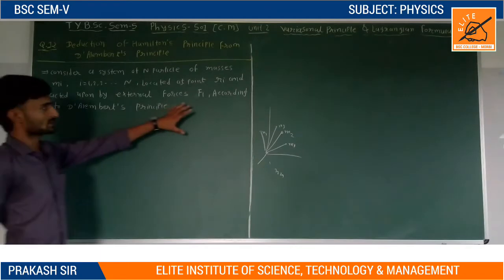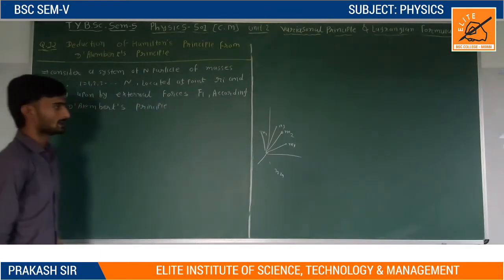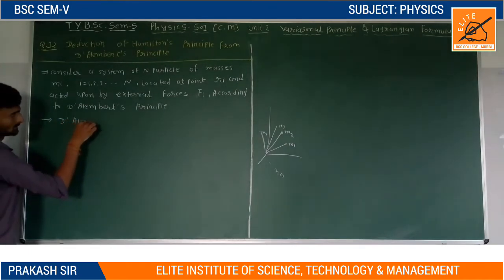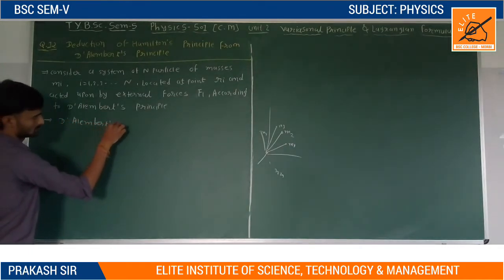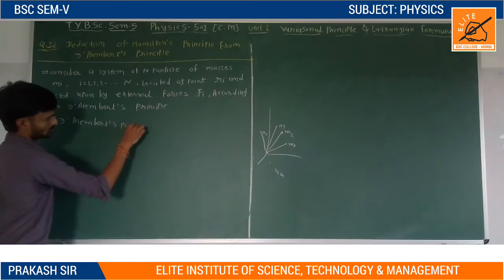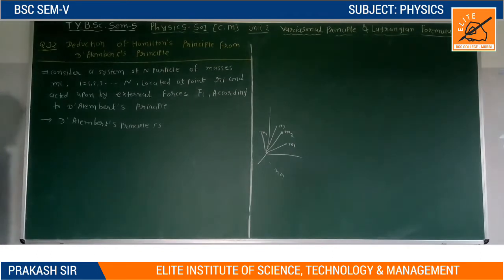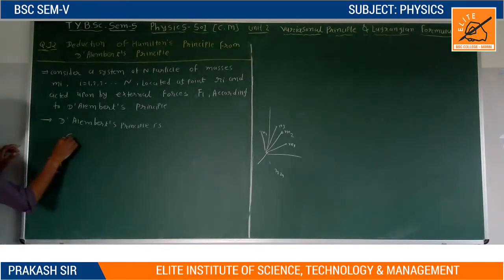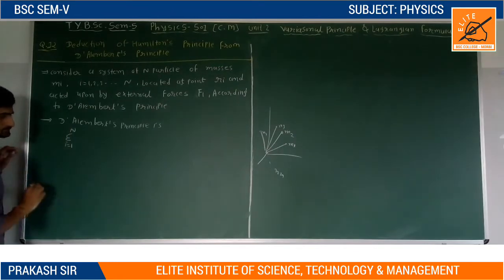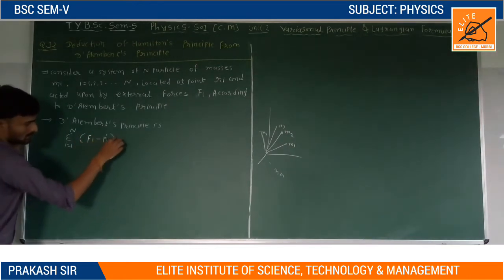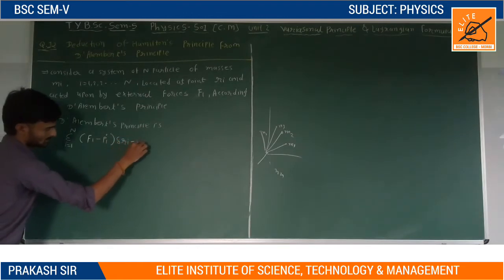And external force Fi. According to D'Alembert's principle, first, D'Alembert's principle is: summation from i equals 1 to n particles, (Fi minus pi dot) into delta ri.